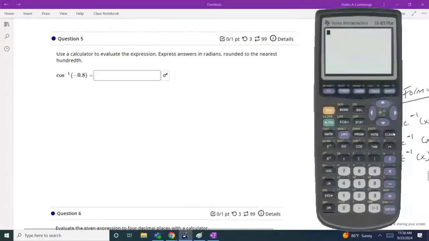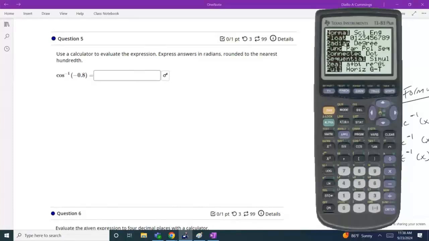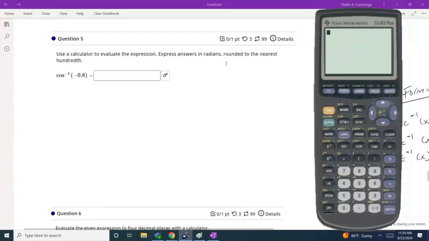Once I turn my calculator on, I'm going to go into mode. I'm just going to make sure that I am in radian mode. And it says round to the nearest hundredths, or the nearest 2 decimal places. So here we're asked to evaluate the arc cosine of negative 0.8. I do have an arc cosine function on my calculator, so it's second, cosine. I'm going to put in negative 0.8. And if we round to the nearest hundredths, I believe we get 2.5. So that would be 2.5 radians.